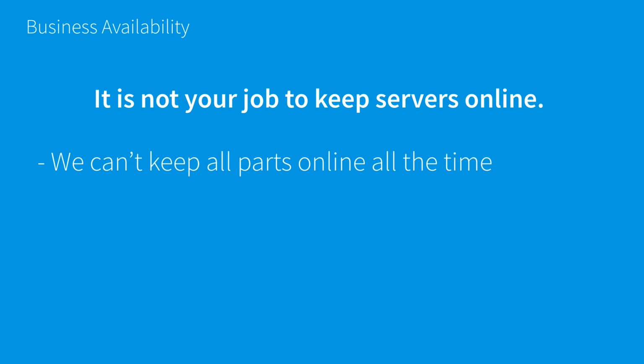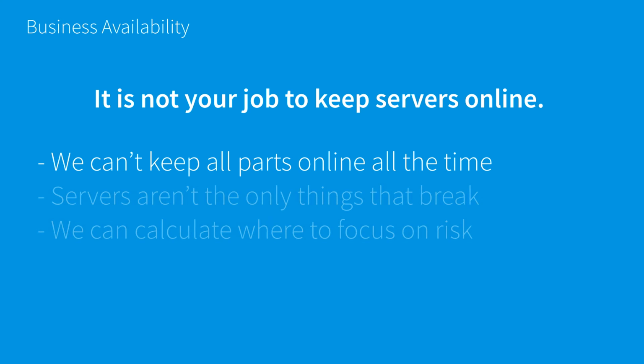We can't keep all the parts online all the time. That is, the old way of doing operations before we had a cloud and we could spin up different constituent parts very quickly was artisanal operations. So that was, people used to keep servers online all the time. Well, we can't do that anymore because we don't have physical access, and it doesn't make sense to try to do so. So servers aren't the only things that break, and we calculate where to focus on risk.